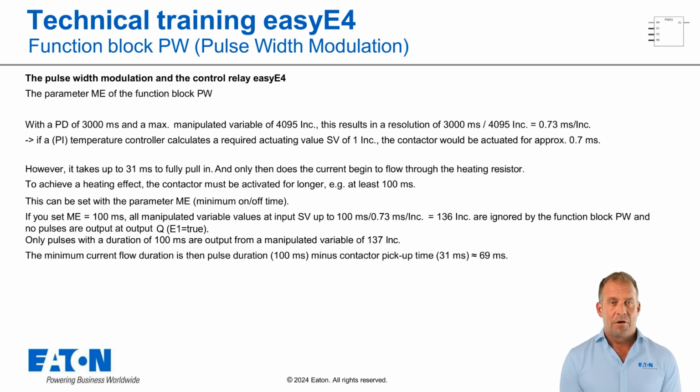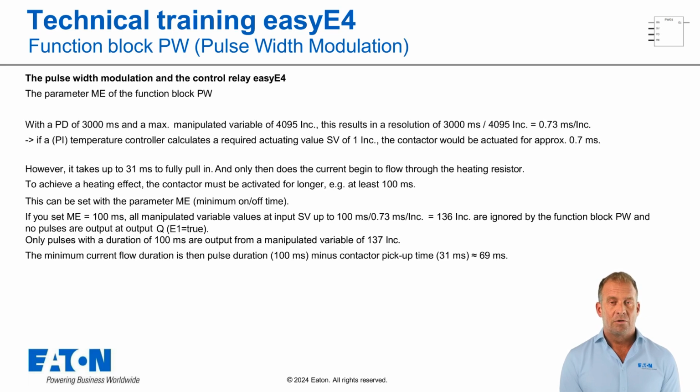However, it takes up to 31 milliseconds to fully pull in, and only then does the current begin to flow through the heating resistor. In order to obtain a heating effect, the contactor must be controlled for longer, for example at least 100 milliseconds. This can be set with the parameter ME, minimum on, minimum switch off time.